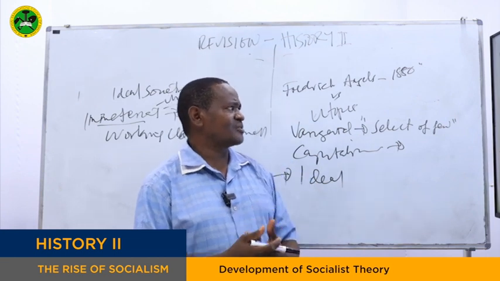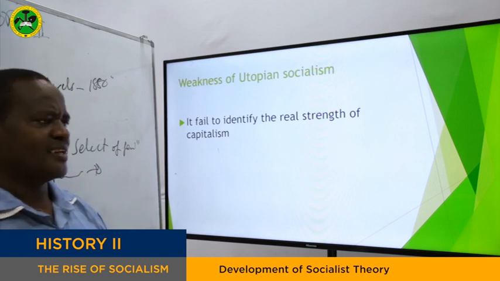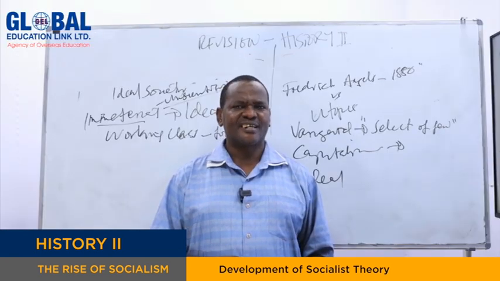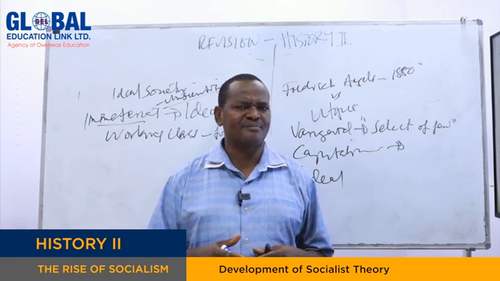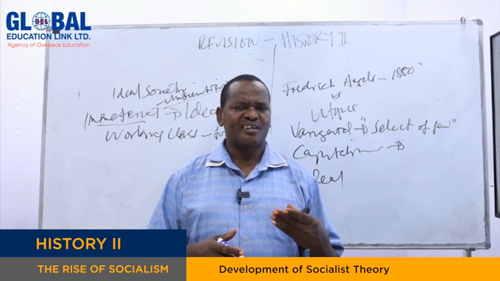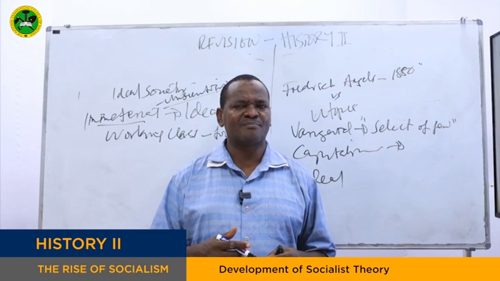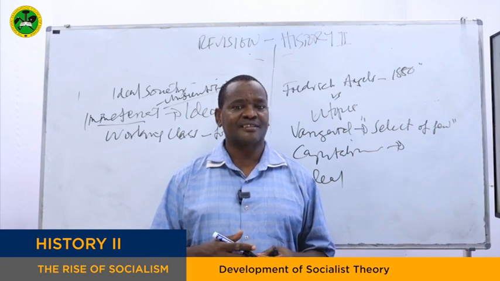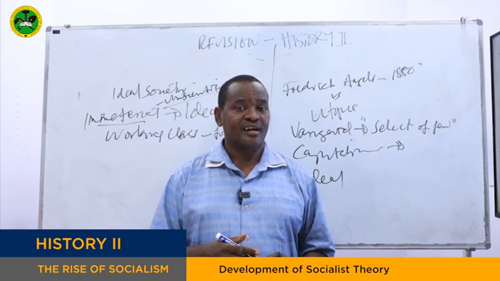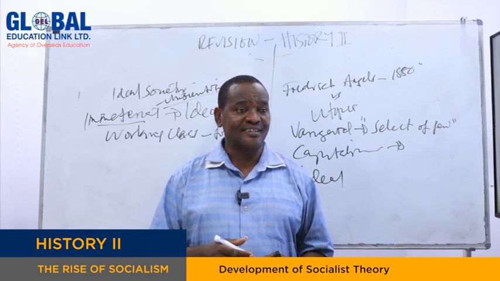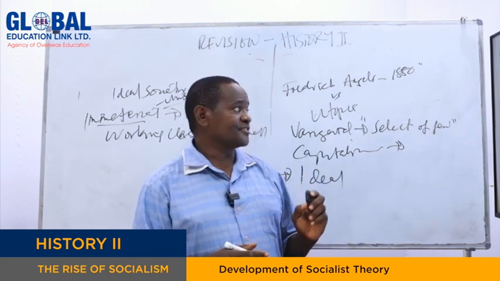The second weakness of utopian socialism is that it failed to identify the strength of capitalism. They were thinking that capitalism is a kind of system that you can win over through criticism. That means if you just criticize, complain, and give reasons, then you can defeat the capitalist system. They underestimated the strength of capitalism. Capitalism is very strong, and people are so selfish and individualistic that it is very difficult to change them just that easily. So that's another weakness.